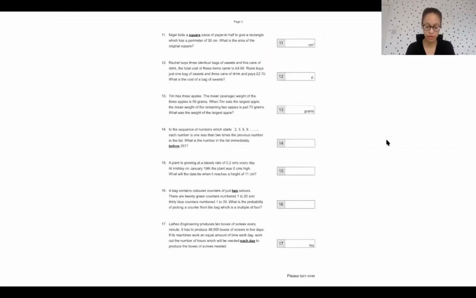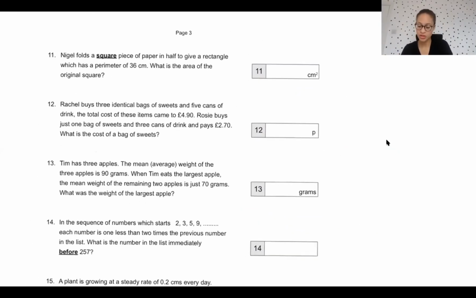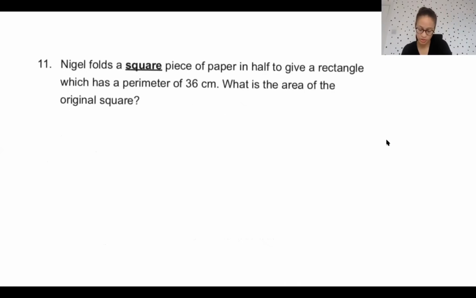Okay, next page, we're halfway through. Oh no, this is where it gets tricky. Actually, I'm going to go onto this page so we have more room.